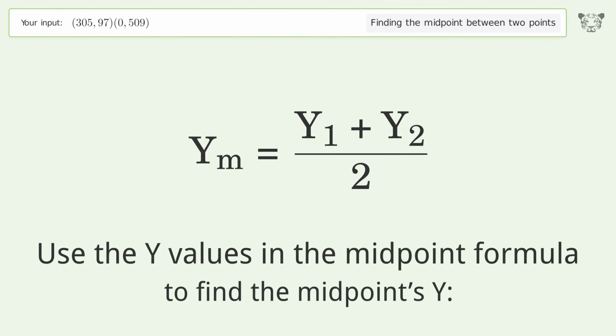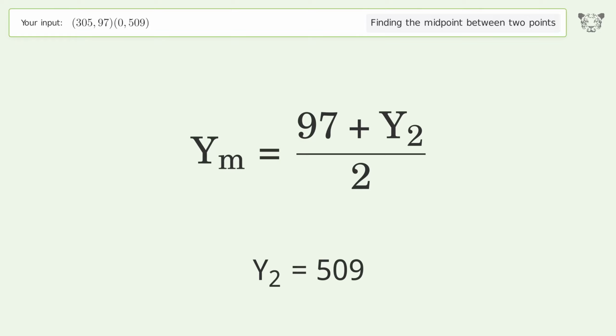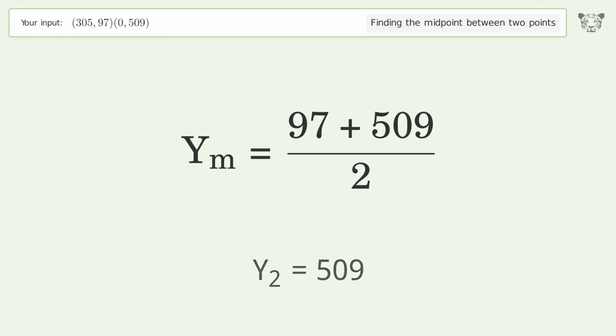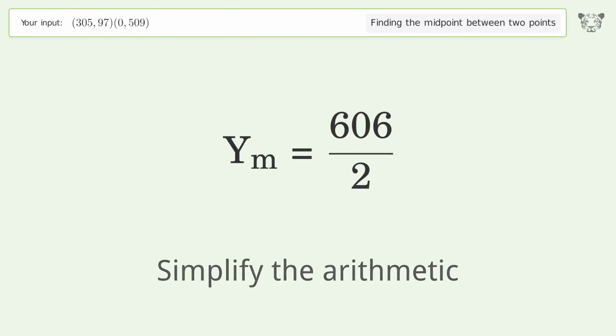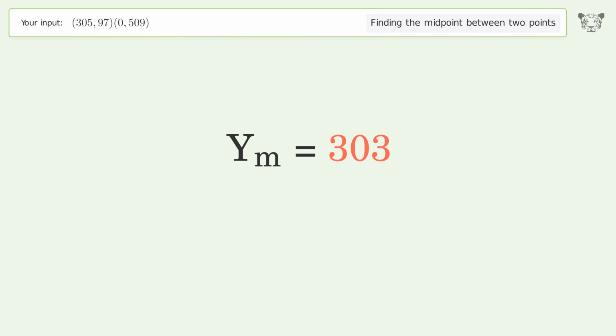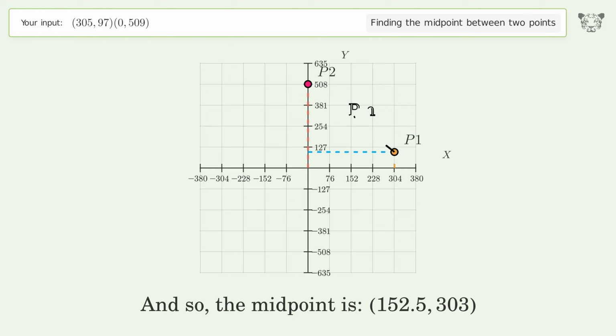Use the y values in the midpoint formula to find the midpoint's y. y1 equals 97. y2 equals 509. Simplify the arithmetic. And so, the midpoint is 152.5, 303.